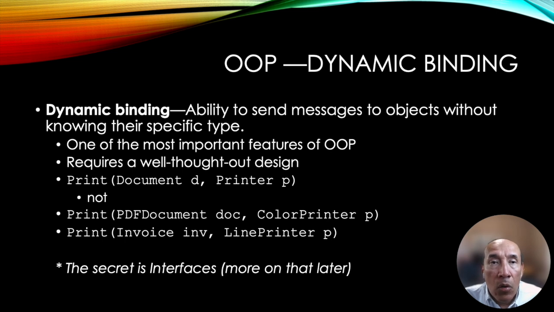So I don't need to know what's in that list. I don't need to know if there's a lot of PDF documents or invoices. I don't need to know if they're color printers or line printers. I just need to know that they're of some type, and I don't need to interrogate each one like, are you a PDF printer? Well, in that case, do this. Are you an invoice? Well, in that case, do that.